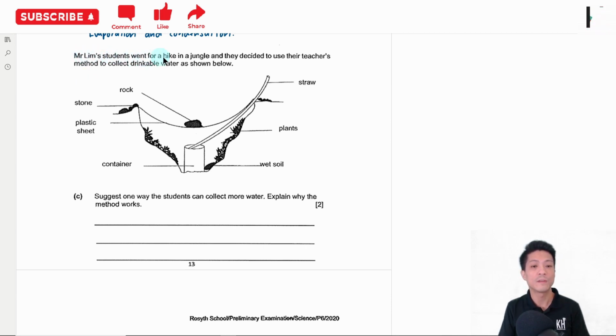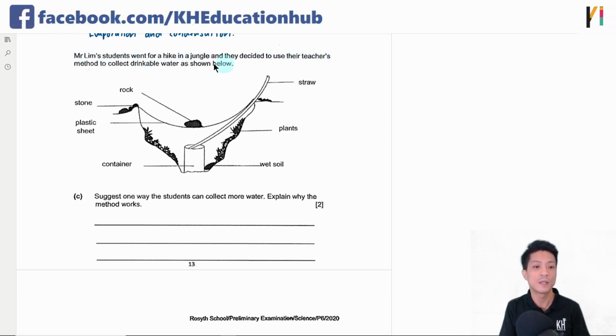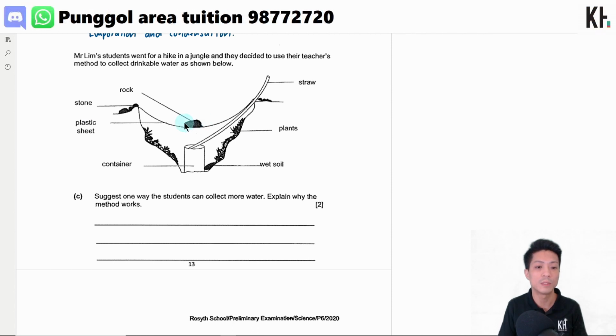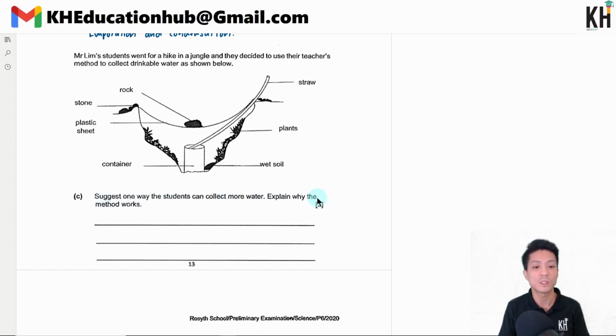Mr. Lim's students went for a hike in the jungle and they decided to use their teacher's method to collect drinkable water as shown below. So there is a hole and a container is placed in the middle. And they placed a plastic sheet over the hole and placed a rock in the middle so that the water can drip towards the container. Suggest one way the students can collect more water. Explain why the method works.